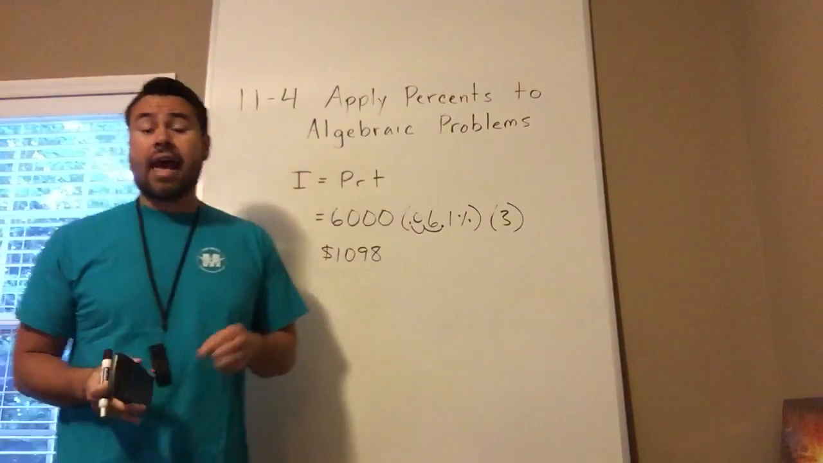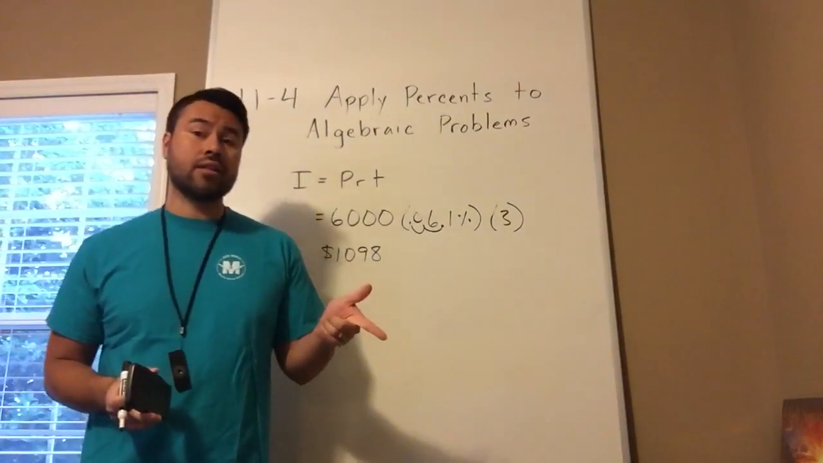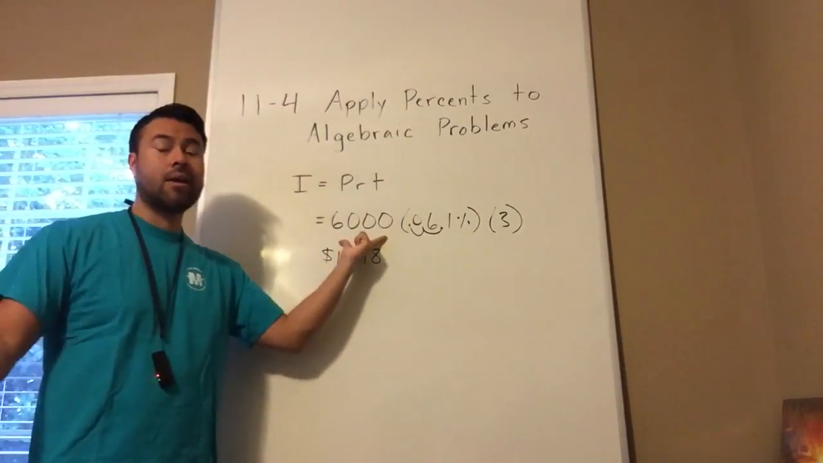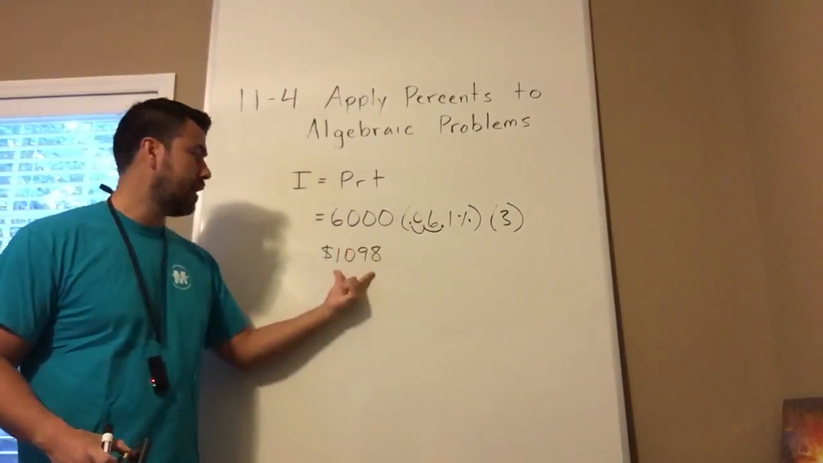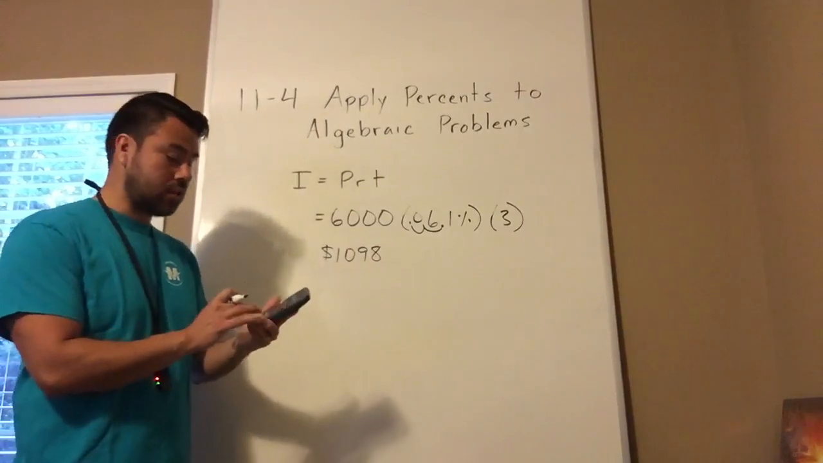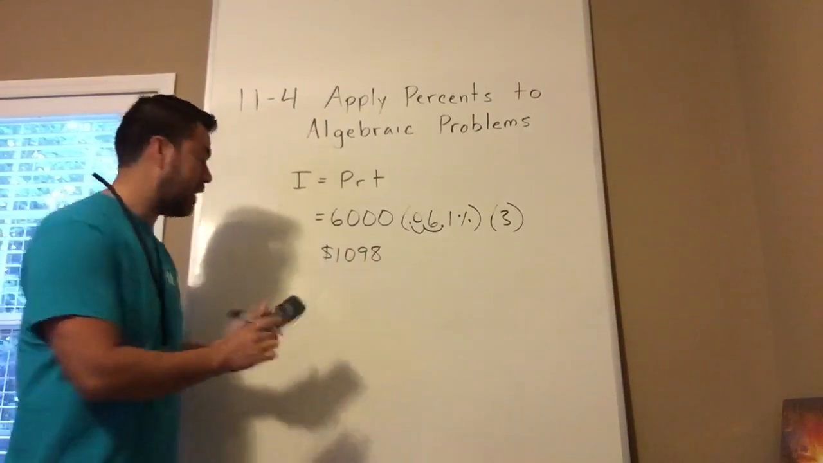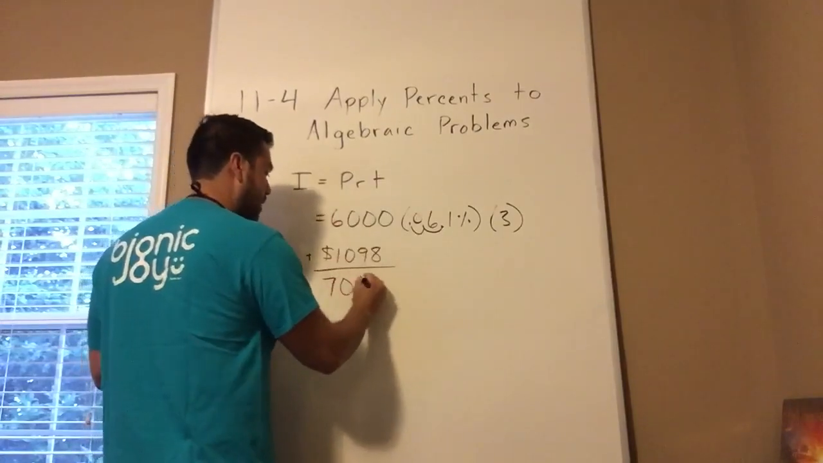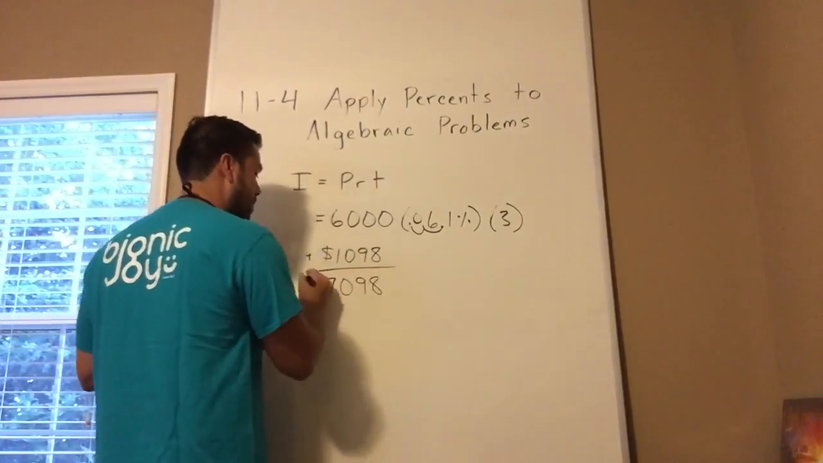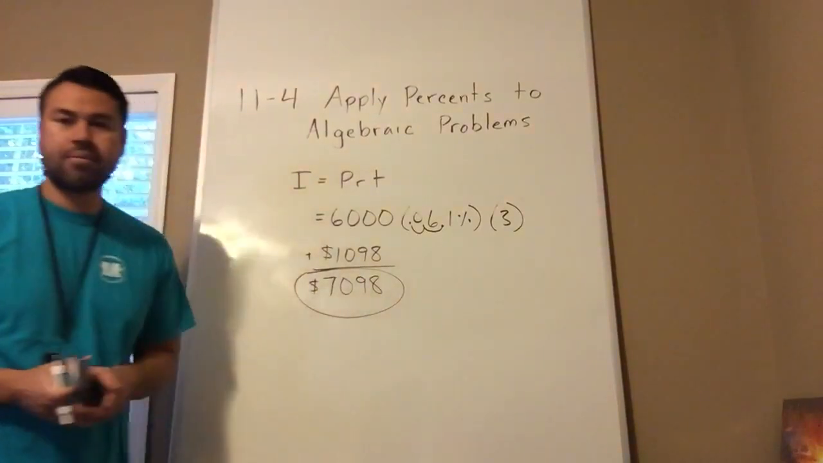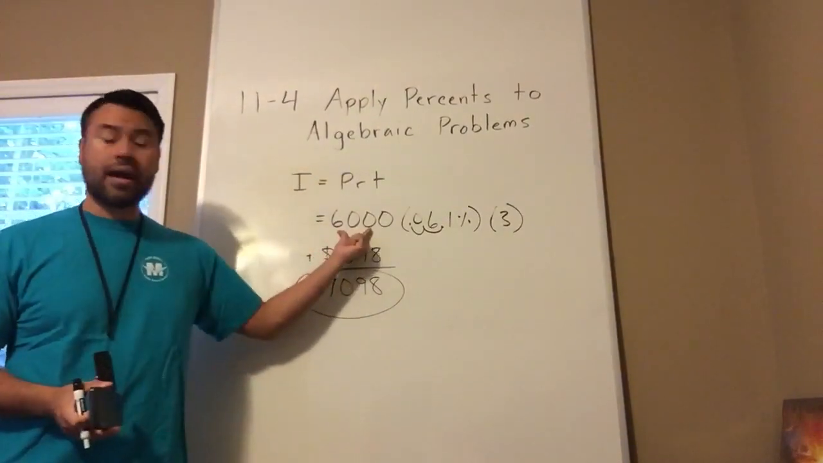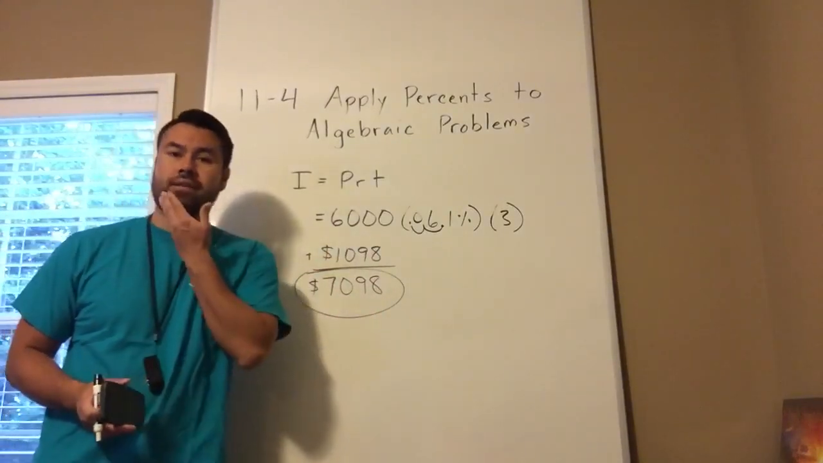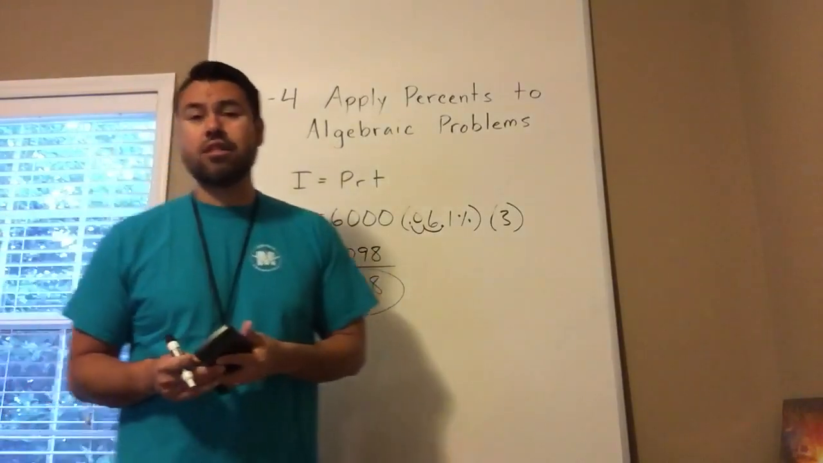But it's saying how much did he pay altogether for that loan? So remember, he borrowed $6,000. He has to pay that back. But how much extra does he have to pay? The 1,098. So you do the 1,098 plus the 6,000 and you get 7,098. So for a $6,000 item, he paid $7,098 because he had to borrow the money for that, whatever that item was, whatever that loan was.